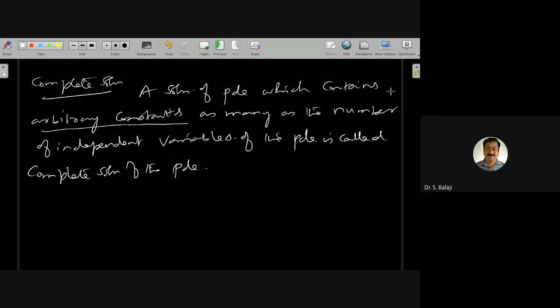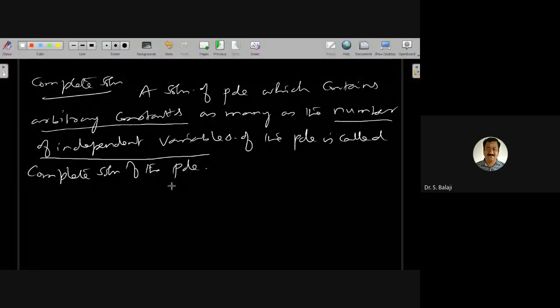A solution of PDE which contains arbitrary constants as many as the number of independent variables of the PDE is called complete solution. Suppose the PDE contains two independent variables, x comma y. The solution also contains two arbitrary constants, then you can say that it will be a complete solution.